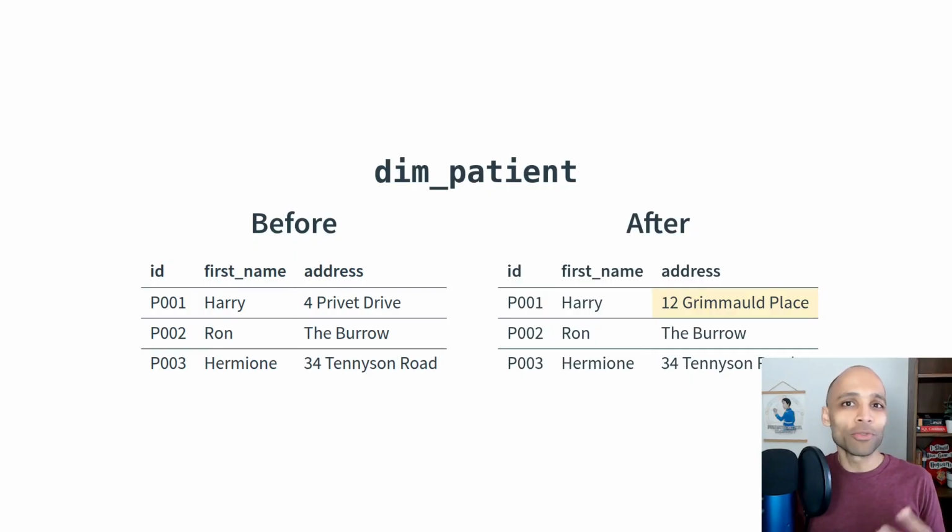That said, there is a place for Type 1 SCDs. Type 1 tables are useful when you don't care about historical analysis. Sometimes only the current value matters, like when you need the contact info for your customers.